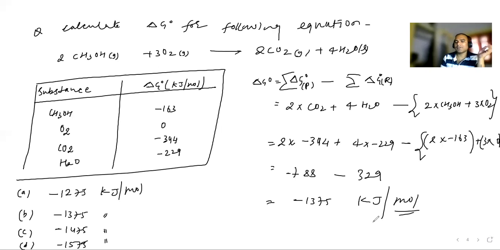If it is 0, then what happens? Equilibrium. If it is zero, it means equilibrium, which means the reactant and product are interconverting at equal rate.